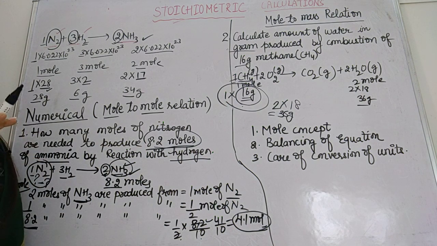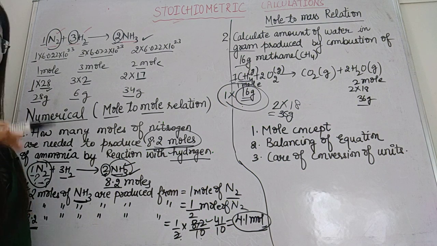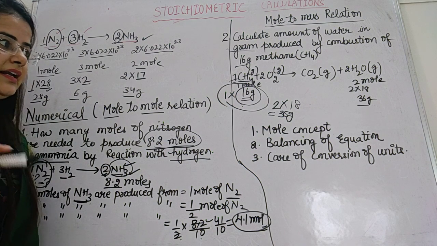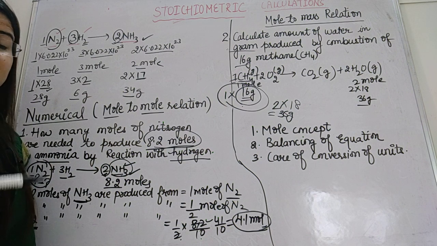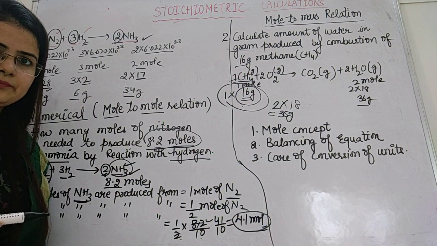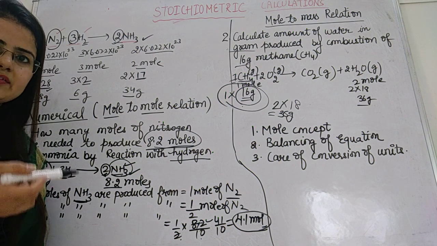So in order to solve the stoichiometric problems, you should know the mole concept. Secondly, you should know the balancing of equations. Thirdly, you need to take care of conversion of units, right? The example for conversion of units I will give you in the next questions.